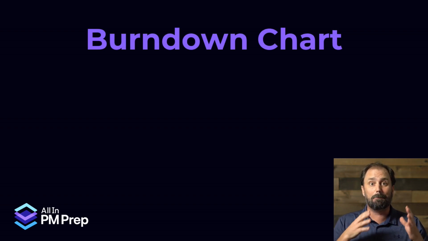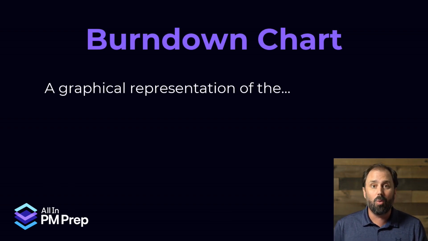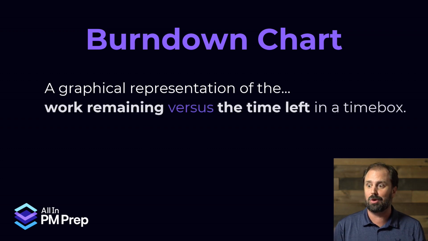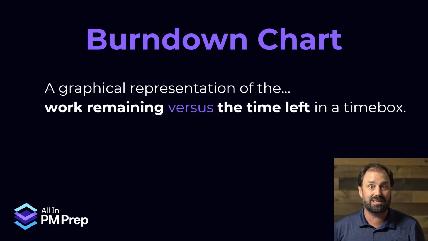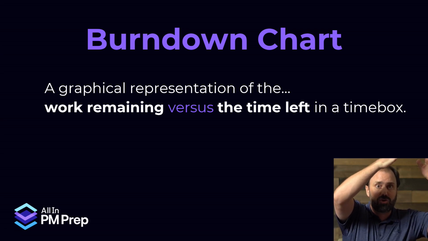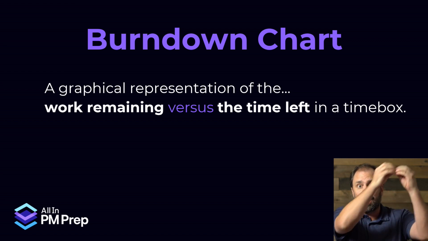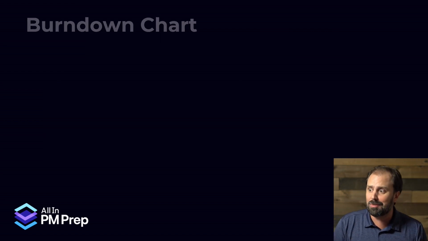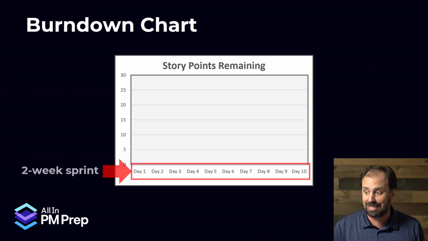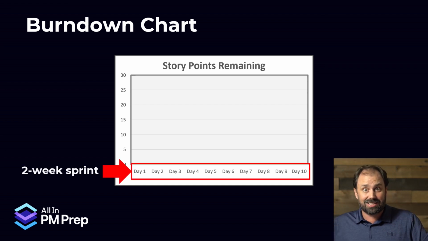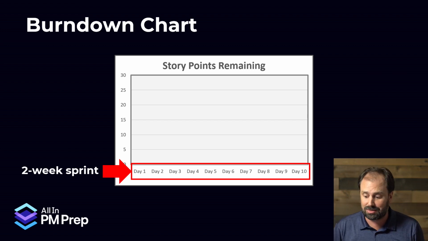Now, let's talk about the burn down chart. What it is, is a graphical representation. It's a graph. Let's not get crazy with it. The work remaining is shown versus the time that's left in the time box. A simple way to say it is, how much work have we done and how much do we have left over the 10 days? So let me show you a little picture of a burn down chart. It starts looking just like this. And at the bottom, say we've got a 2-week sprint. Those are 10 days. That's how much time we have in the time box to get our work done.